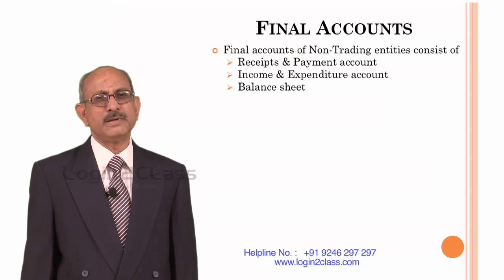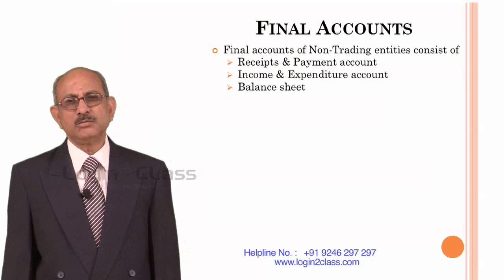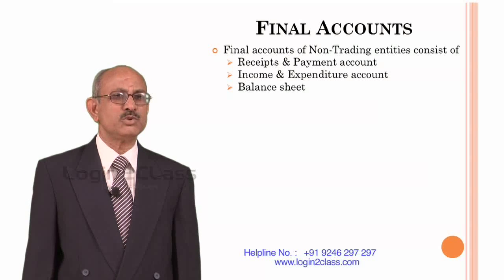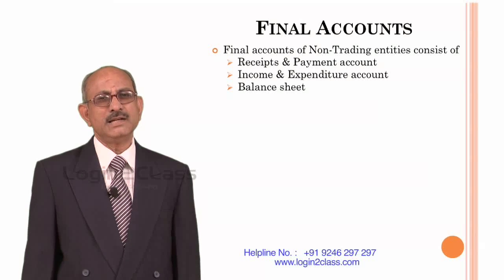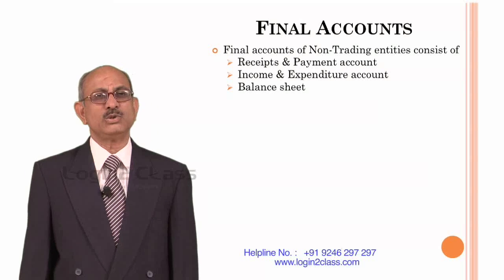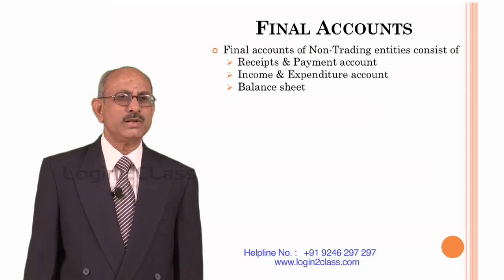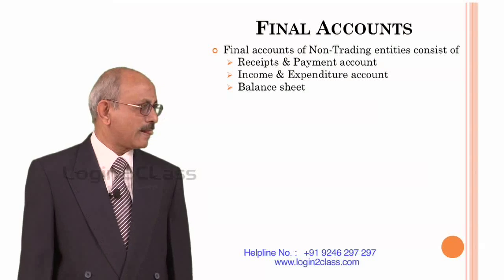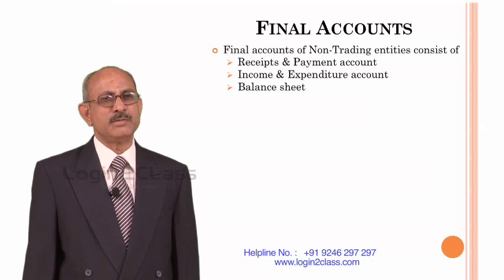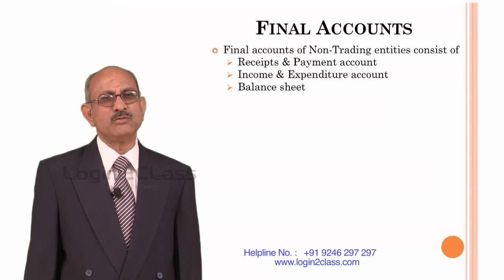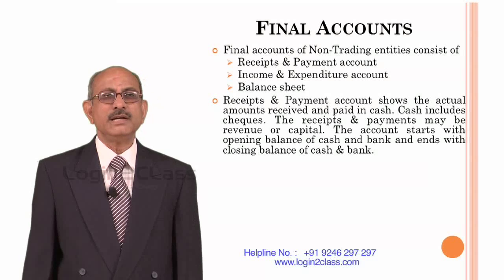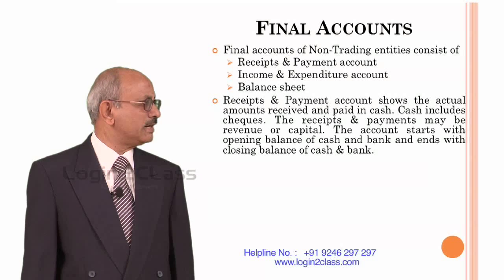One is called the income and expenditure account, which is almost the same as the profit and loss account. Since profit is not the motive for a non-trading organization, it is referred to as the income and expenditure account. In addition to that, they also maintain another account known as the receipts and payment account. So let us understand the meaning of each of these statements and how they are prepared and what is recorded therein. The receipts and payment account shows the actual amounts received and paid in cash.